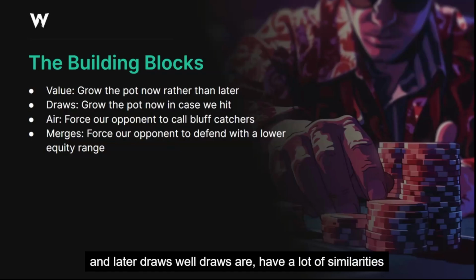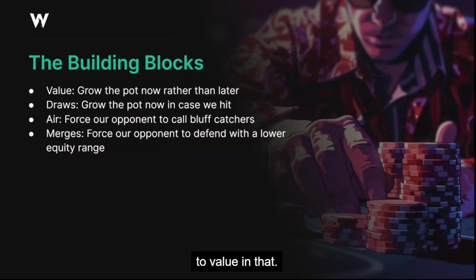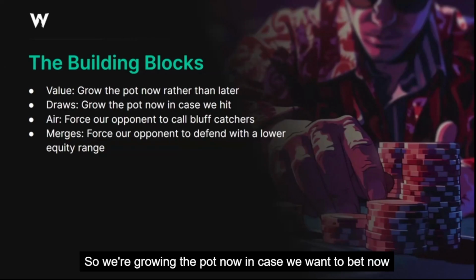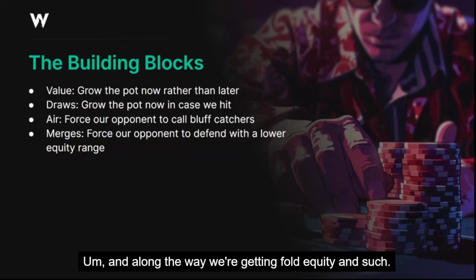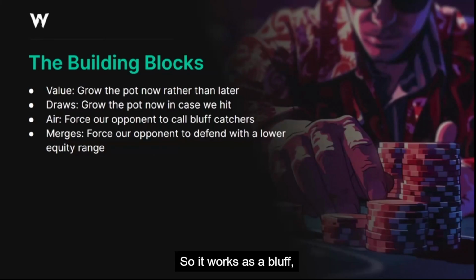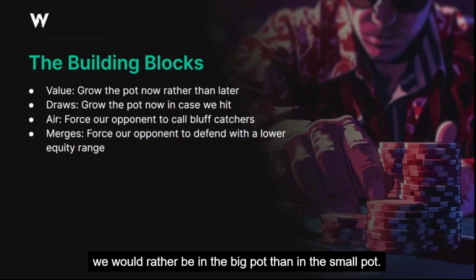Draws. Well, draws have a lot of similarities to value in that one of the reasons to bet is to grow the pot now in case we hit. So we're growing the pot now in case we want to bet now and later too. And along the way, we're getting fold equity and such, so it works as a bluff. But also, if we do hit, we would rather be in the big pot than in the small pot. With air, we force our opponent to call with a bluff catcher.